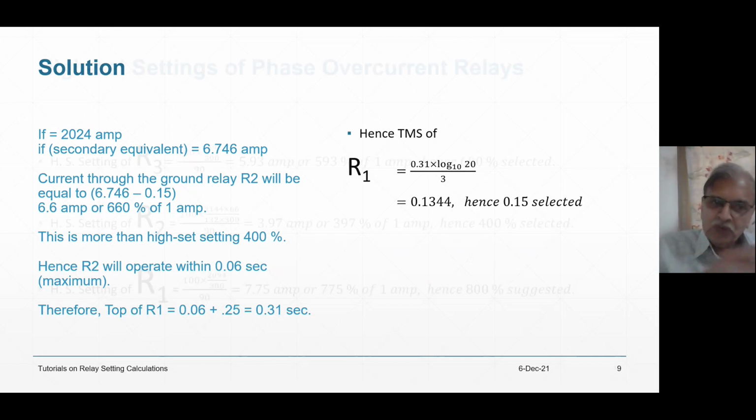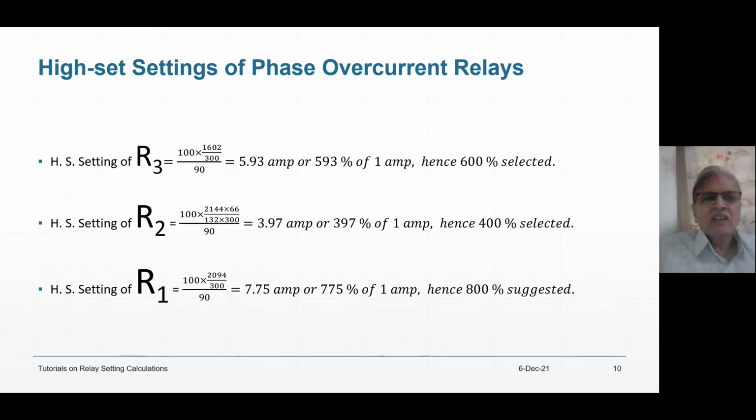Right? I have also been asked to find out the high set setting of phase over current relays. For phase over current relays, the fault currents are 2094, 2144, 1602 on buses B, C, D. That is B 2094, C 2144, D 1602, three phase fault currents. And I have to consider secondary current. Therefore, I have divided by 300. For R2, I have taken one more thing. Not only divided by 300, but the fault is on bus C, and between B and C there is a transformer. So the transformation ratio I have to consider.